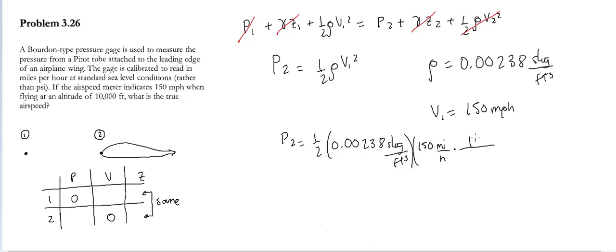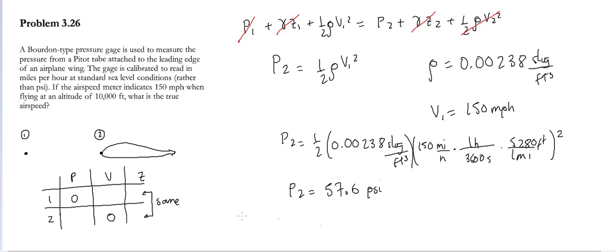We start with 1 hour is equal to 3,600 seconds. We also know that 1 mile is equal to 5,280 feet. And we have this value squared, based on the equation. So we find that the value of the pressure is equal to 57.6 psi. So that's the actual value of the pressure.